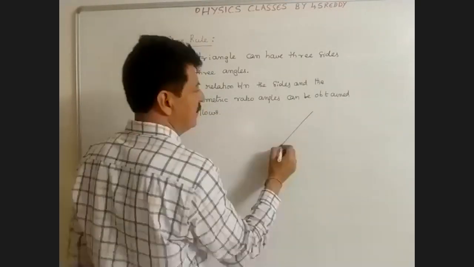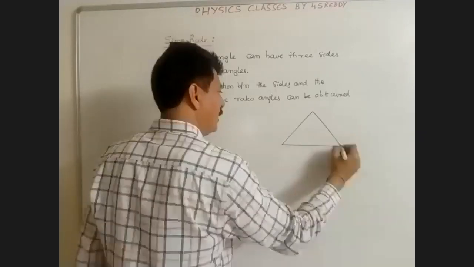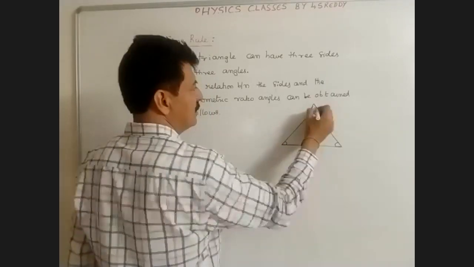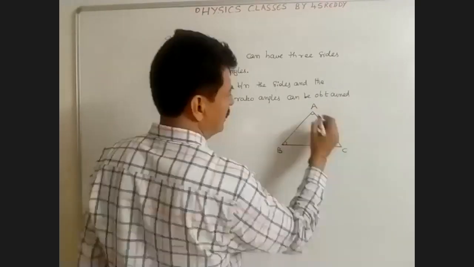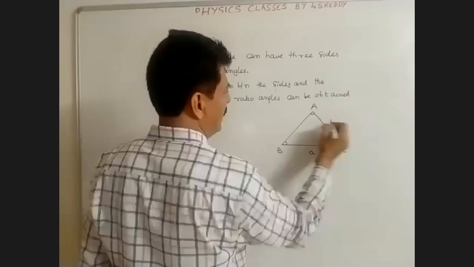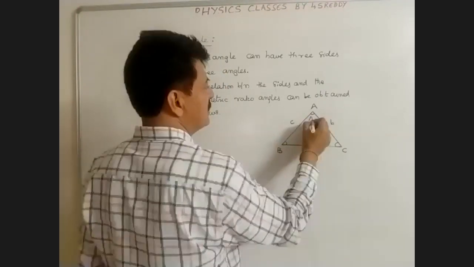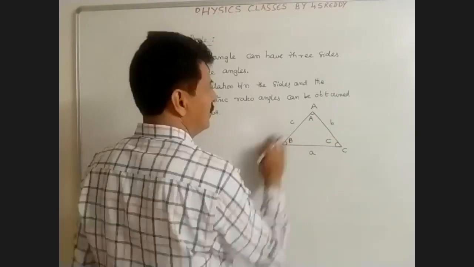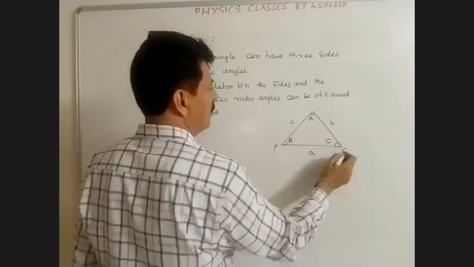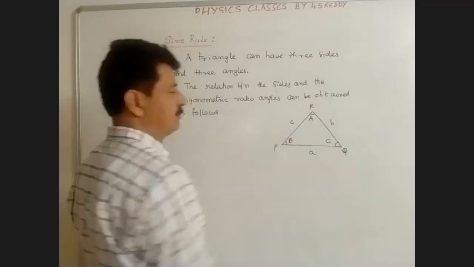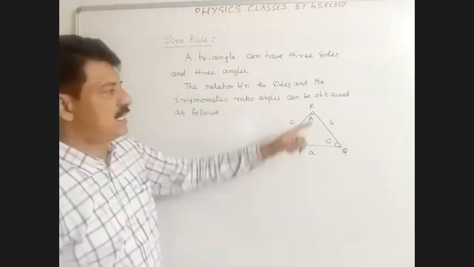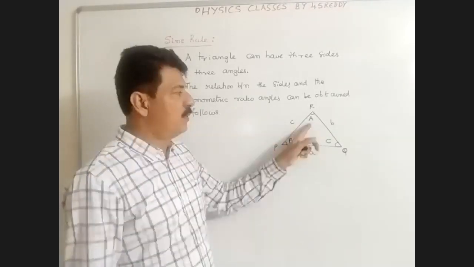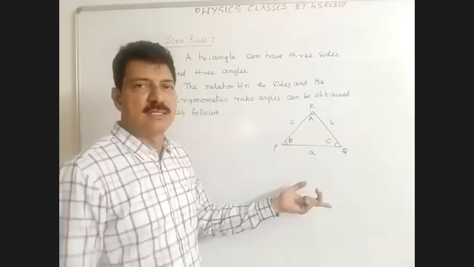Suppose you are given a triangle. This is one angle, this is another angle like this. This is A, this is B, this is C. This is side a, this side b, this side c. This is the angle A, this is the angle B, this is the angle C. Otherwise, you can take the triangle as PQR. So, in this triangle, the ratio of the side to the opposite sine angle must be a constant. That is the sine rule.